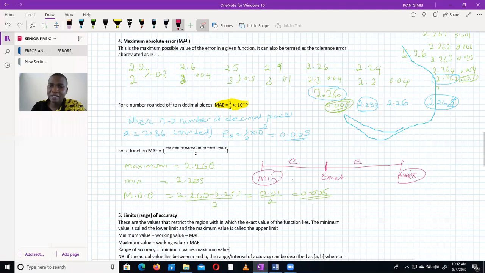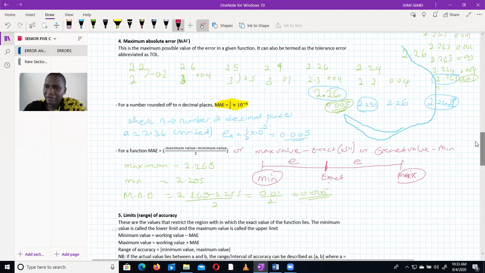Of course, when I get this minus this, it will give me 2e. When I divide by 2, it gives me the error. Or I can say maximum value minus the exact value. It will still give me the error. We can add another option: maximum value minus the exact value, or the working value. We shall call it the working value sometimes. That will give me the error. Or I can say exact value minus the minimum value. Either way, this will give me the error.